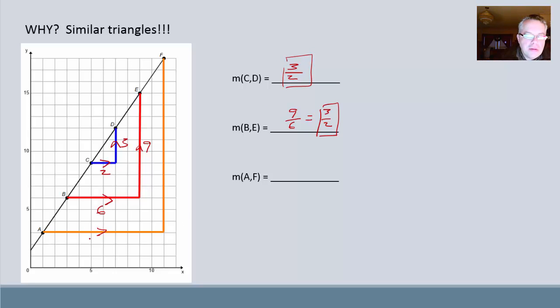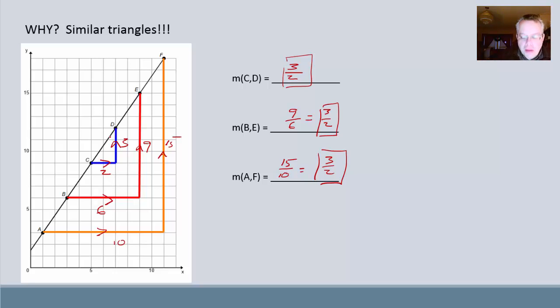Let's try again with A and F. So we go to the right. The run is 1, 2, 3, 4, 5, 6, 7, 8, 9, 10. And the rise is 1, 2, 3, 4, 5, 6, 7, 8, 9, 10, 11, 12, 13, 14, 15. That's the rise. So when we form the slope using that slope triangle, we get 15 over 10, which is also equivalent to 3/2. When we're using a graph, we have to use nice points because we know where they're at to compute the slope. But technically, if we know the coordinates of the points, it doesn't matter which 2 points we use. The slope is the same. The slope is constant for a line.